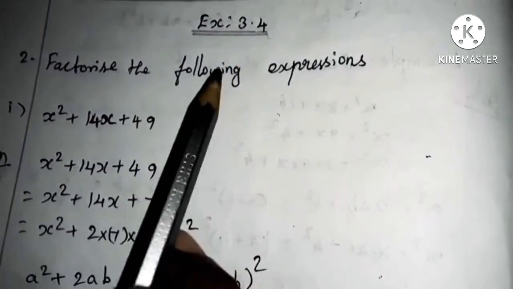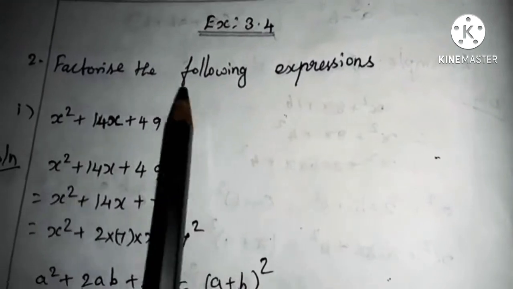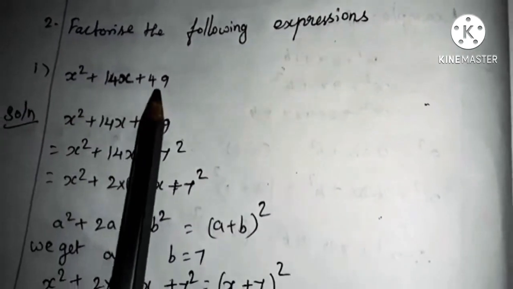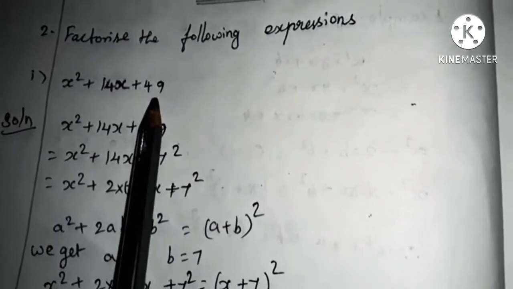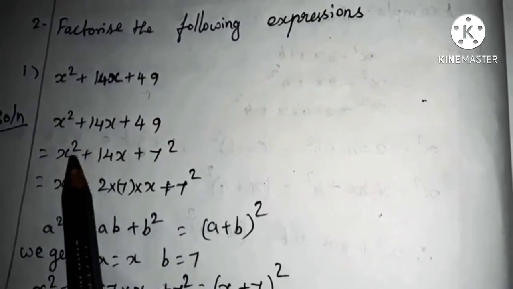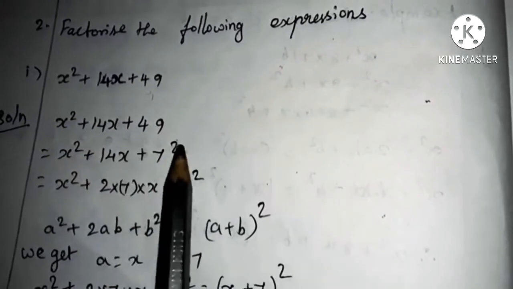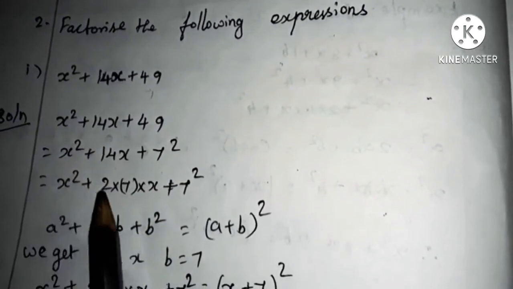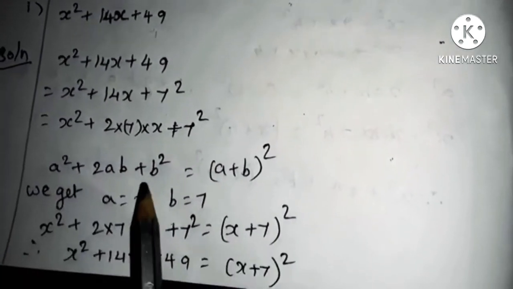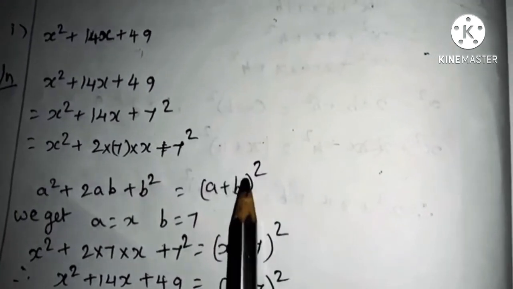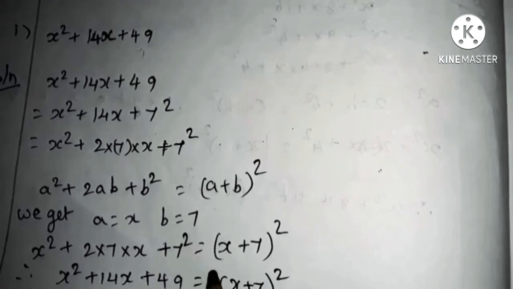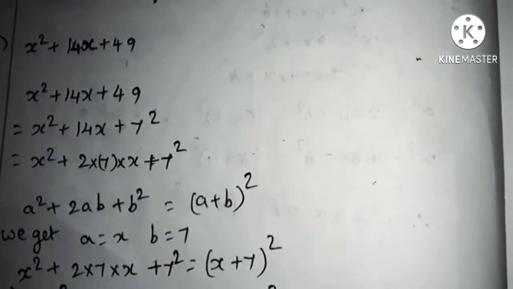Exercise 3.4. Second sum, factorize the following expression. First sum, x square plus 14x plus 49. Here the product 49 can be expressed as a square. So we can write x square plus 14x plus 7 square. It is in the form of x square plus 2 into 7 into x plus 7 square. That is, a square plus 2ab plus b square is equal to a plus b whole square. Therefore, x square plus 2 into 7x plus 7 square is equal to x plus 7 whole square.